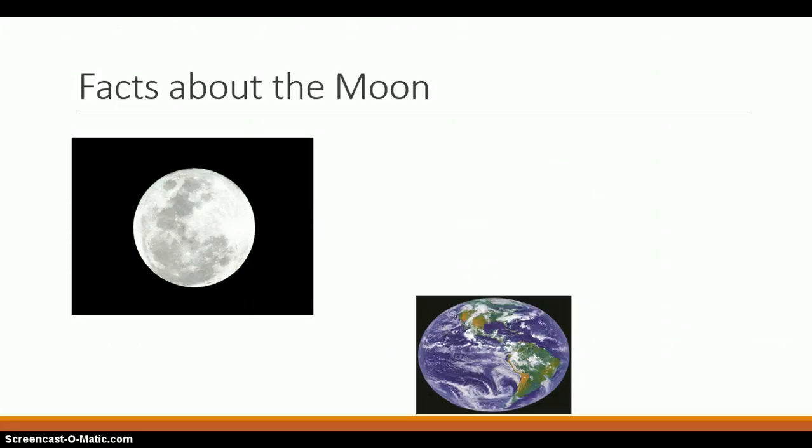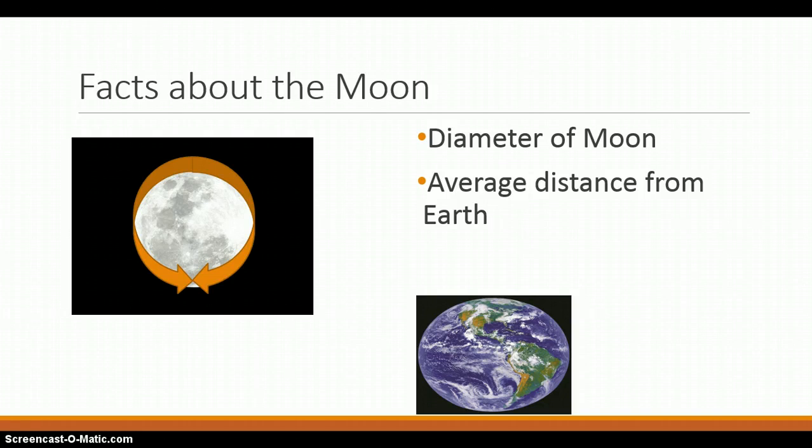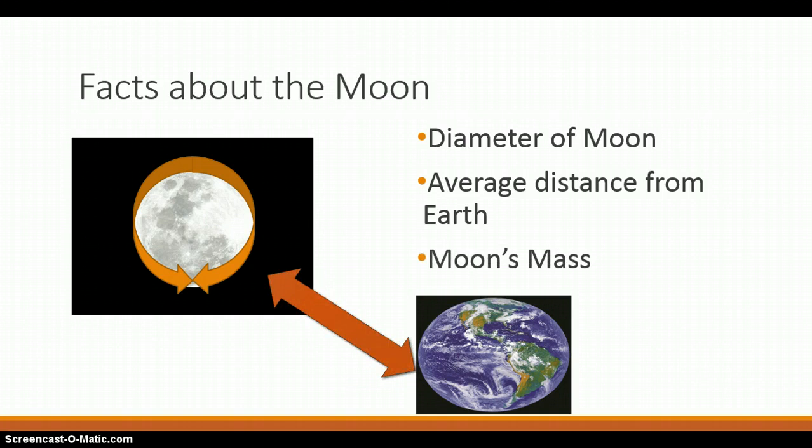Some facts about the moon. The diameter of the moon is 3,476 kilometers. The moon's average distance from Earth is 236,730 miles. The moon's mass is 7.35 times 10 to the 22nd, which is 1/81th of Earth's mass.